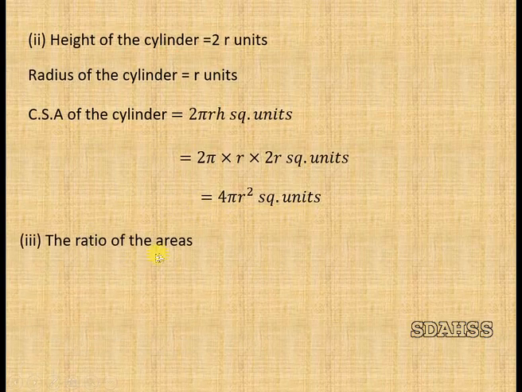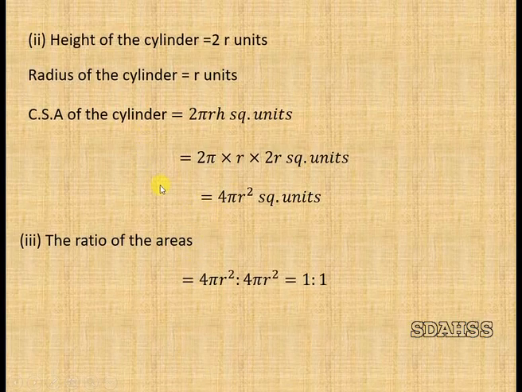Next we want to find the ratio of these two areas, CSA of a cylinder and CSA of a sphere. CSA of a sphere is 4 pi r square and the CSA of a cylinder is 4 pi r square. 4 pi r square cancel, so we have 1:1.